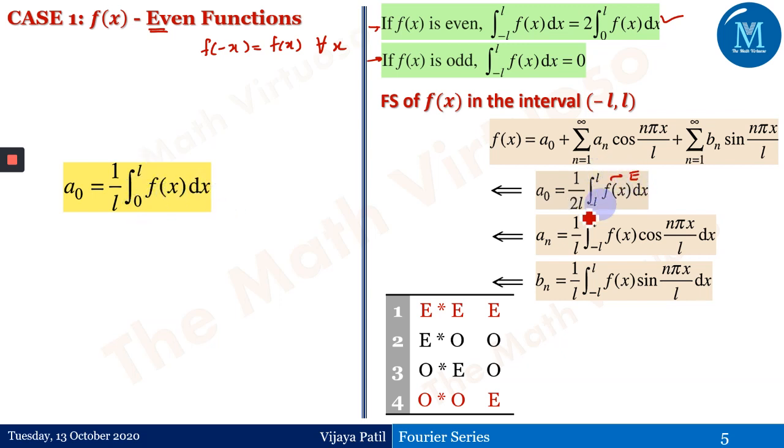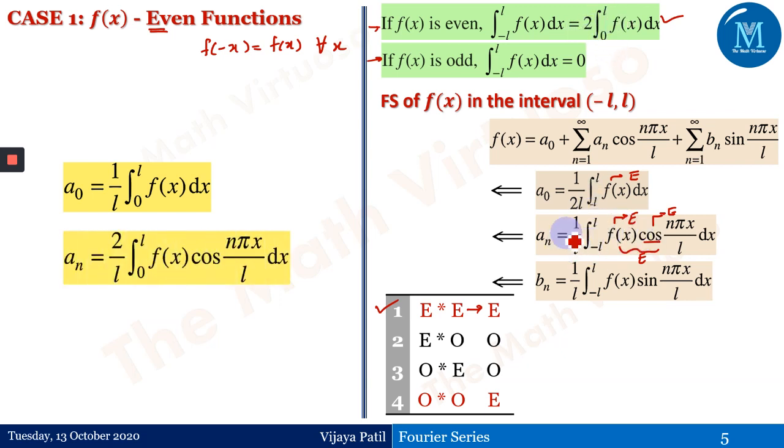Now, what will happen with an? This f is even, right? And we have seen that the cos function is also an even function. The product of two even functions, we have seen, is an even function, and therefore the resultant of these two will give me an even function. If this resultant is an even function, the first property comes into existence: the integral from minus L to L becomes 2 times the integral from 0 to L, and the remaining function remains the same. Therefore the value of an becomes 2 by L integral from 0 to L of f of x cos of n pi x by L dx, right?